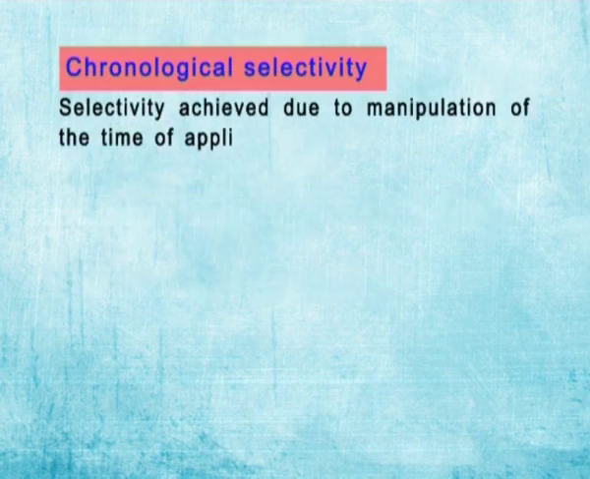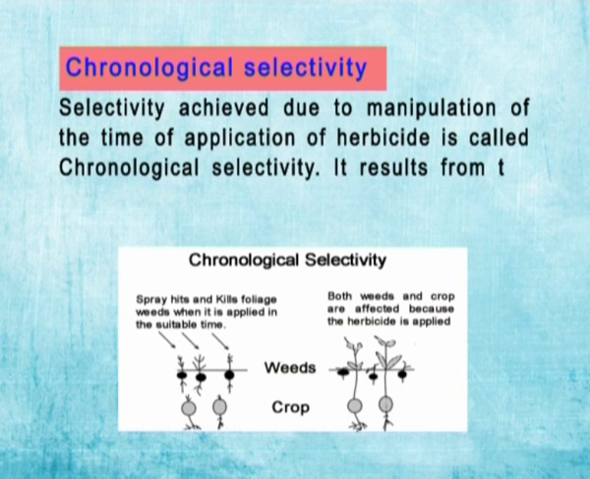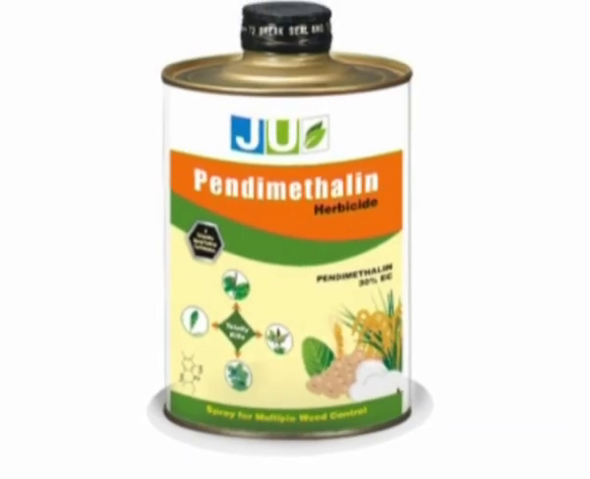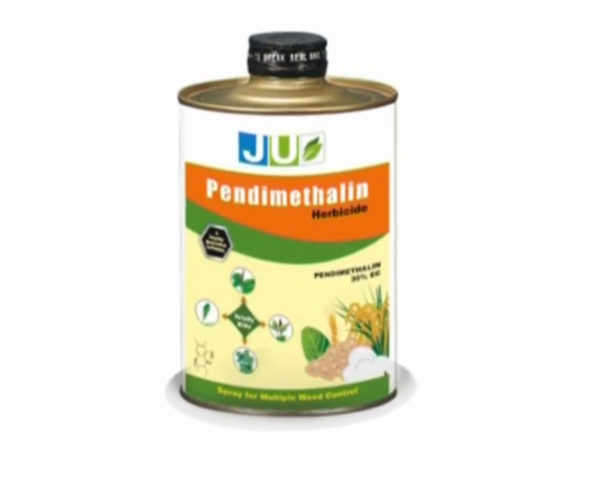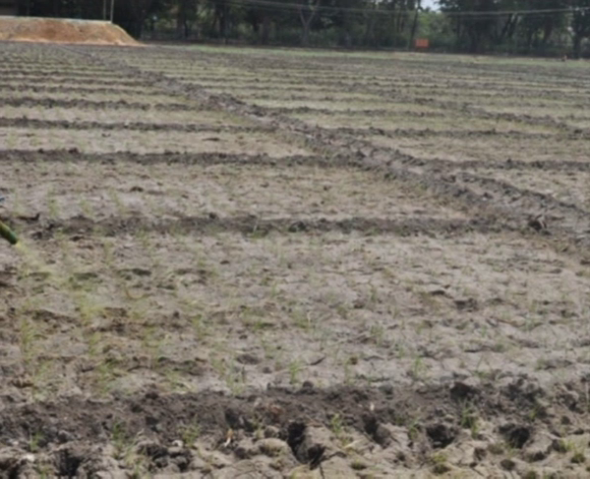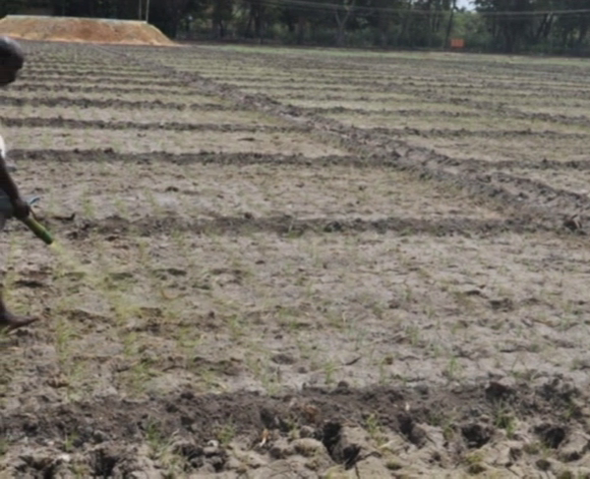Selectivity achieved due to manipulation of the time of application of herbicide is called chronological selectivity. It results from the application of the same herbicides as pre-planting, pre-emergence or post-emergence. For example, pendimethalin is selective to most crops when applied as pre-emergence but not as post-emergence.